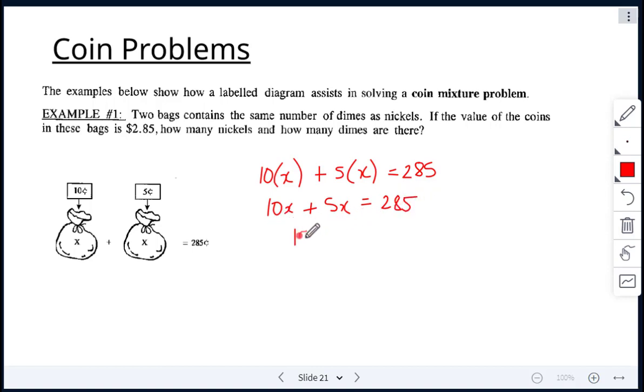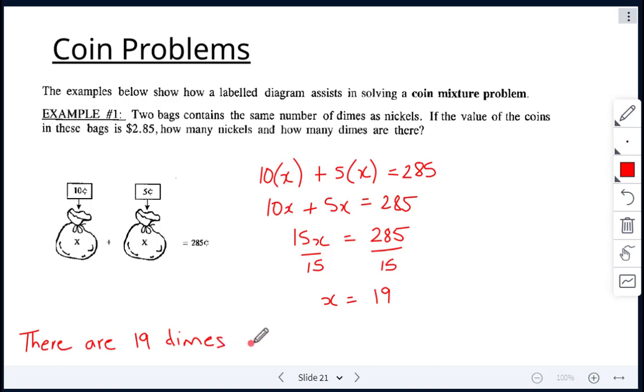Combine the like terms, we get 15x equals 285. Just divide by 15 on both sides, and we get our answer, x is equal to 19. Go back to our x's here in the diagram. This basically means that there are 19 dimes and 19 nickels.